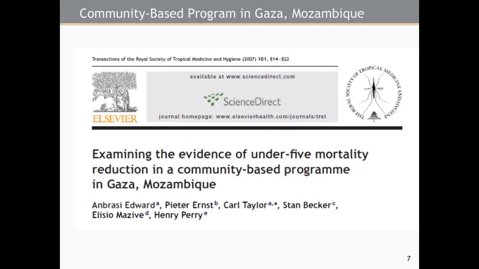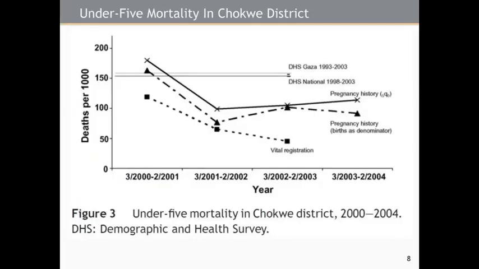There is one published article on the effectiveness of care groups in terms of lowering under 5 mortality, and this is from another World Relief project in southern Mozambique that was carried out in the 1990s. In this case, you see on the graph the decline in under 5 mortality that was recorded by the care group volunteers. This is the line that says vital registration.